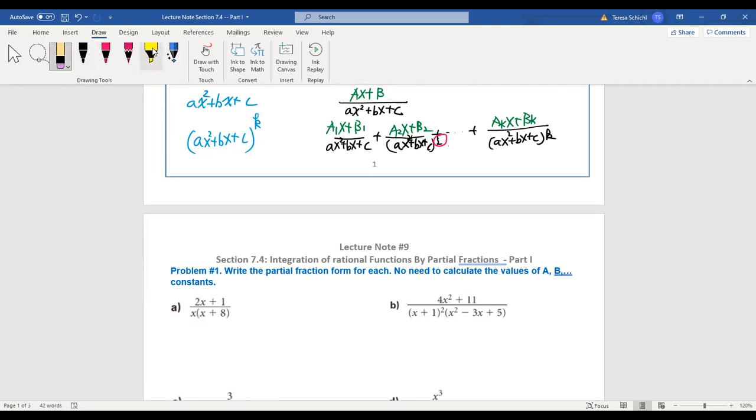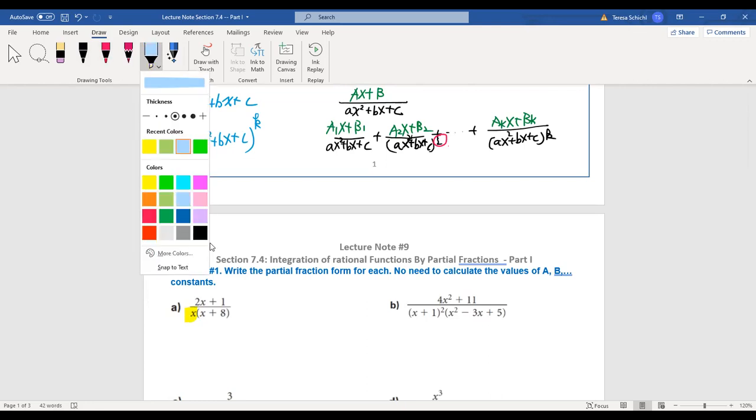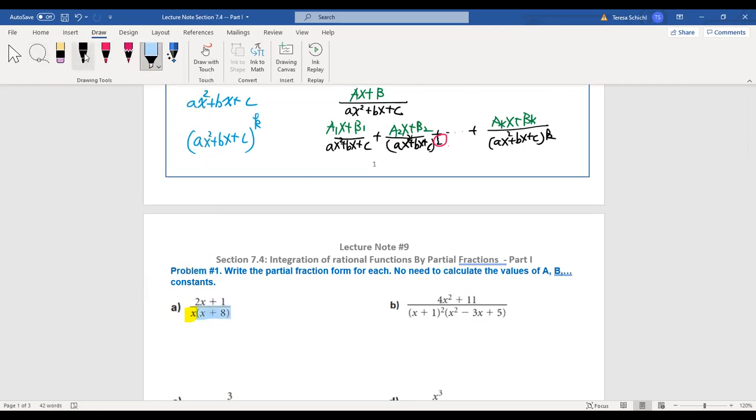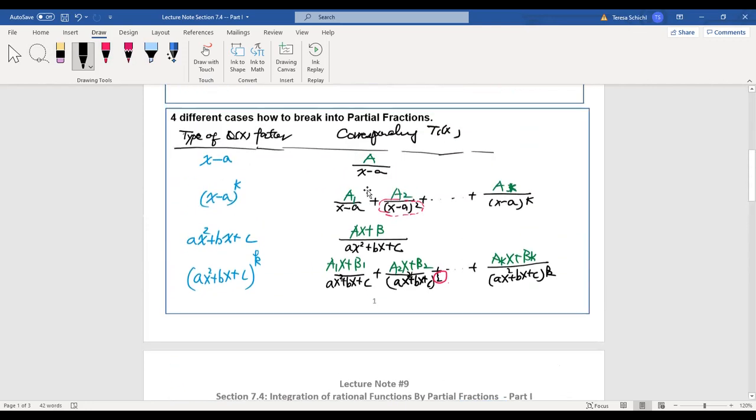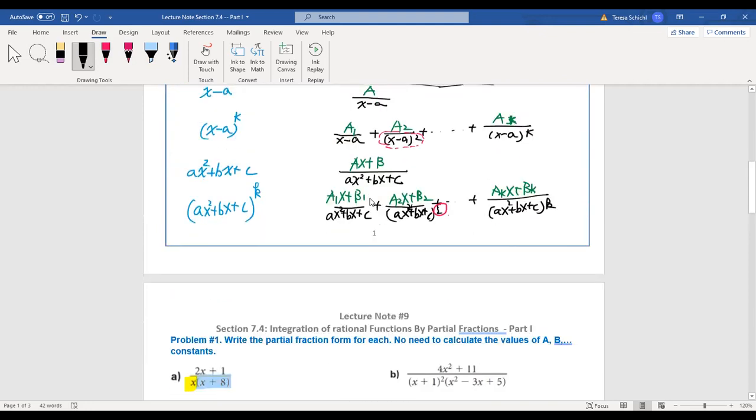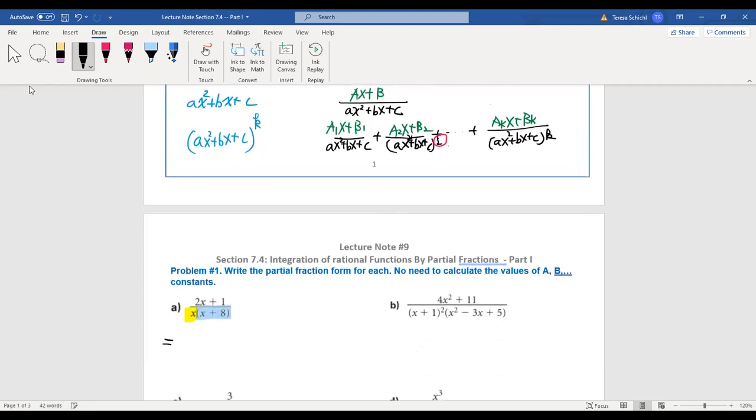Okay, so now, you know, the Q(x) is the factor for these two terms, right? So x and x plus 8. Both of them are linear terms. So I know I can break it based on case number one, right? So I can break it into two, x and x plus 8. I break this one, then on the top I can put a constant A and a constant B.